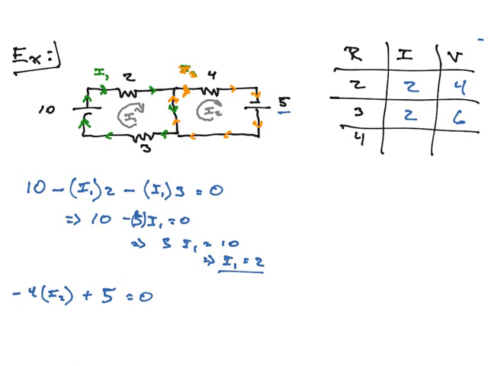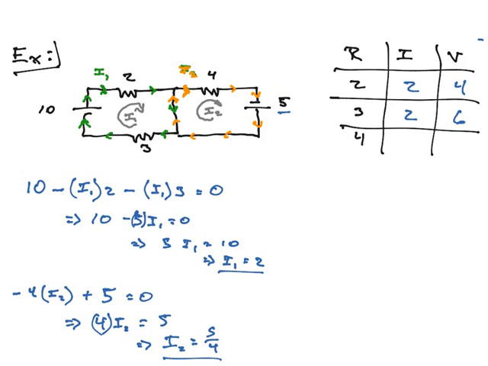I look at this equation. What do I see? Just a single unknown sitting there, I2. So let's solve for it. 4I2 equals 5. So I2 is 5 over 4. All right. I2 is 5 over 4.